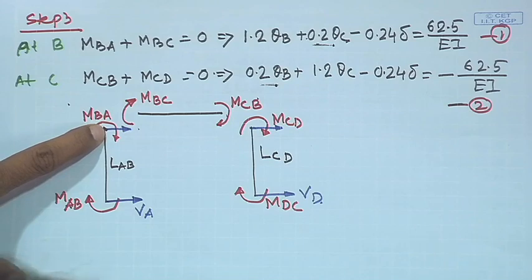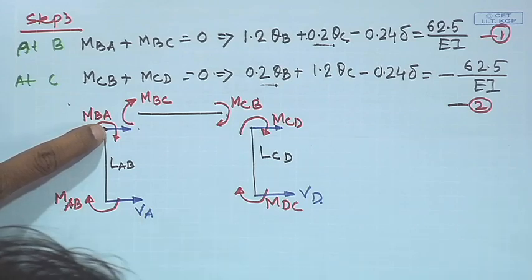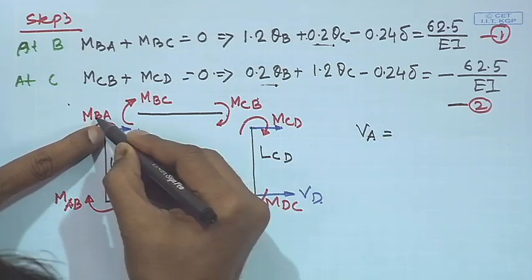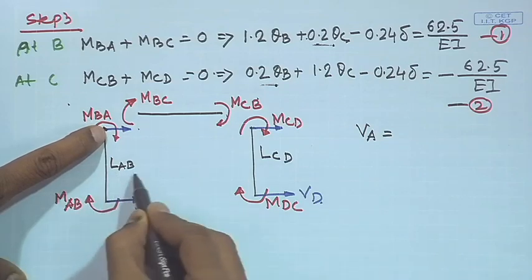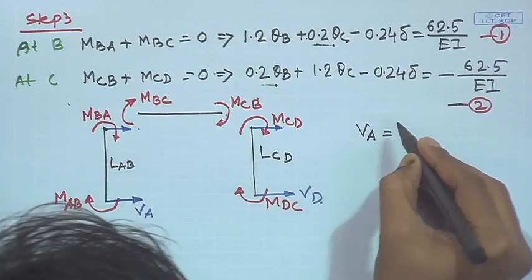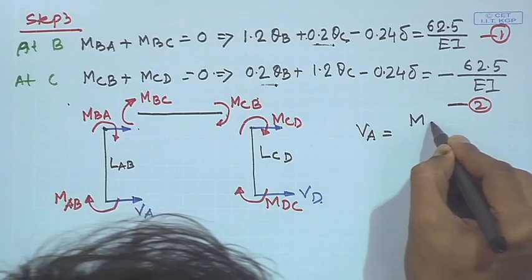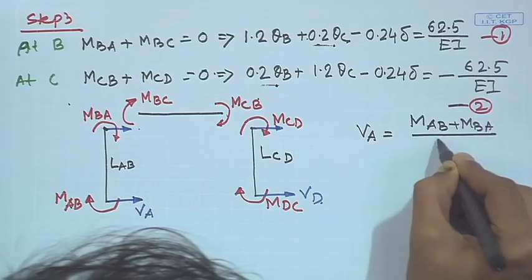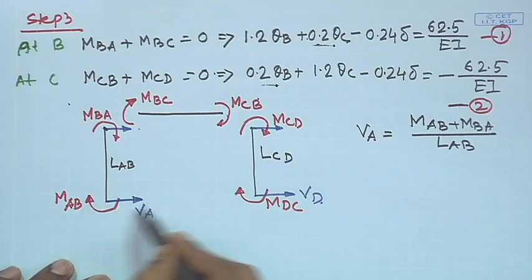Now, if we take moment about A, moment about this point about B, then what is VA? Then VA will be this moment plus this moment, and then divided by LAB. Okay. So, MBA clockwise, if then MAB plus MBA divided by LAB. Okay. This is VA.